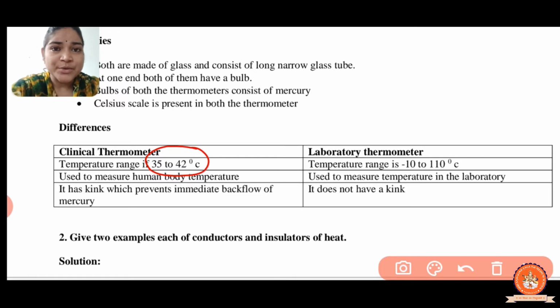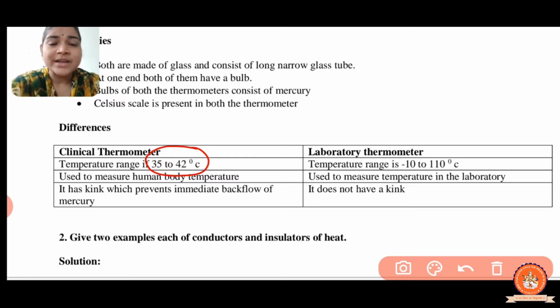Why? Because it is used in the laboratory, and in the laboratory many chemical reactions take place. That's why the range is from lower to higher, that is -10 degrees Celsius to 110 degrees Celsius.